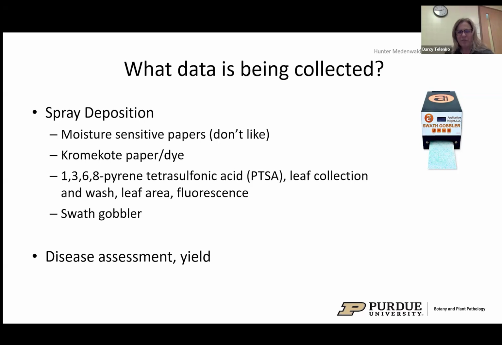And then others have also looked at PST, an acid, and collecting leaves and washing that area and quantifying the amount of product off. And I think, Kirsten, that's some of the work you've done. And then I don't do the swath gobbler because we're in canopy. And so the swath gobbler really needs to be on the ground to get it to work. But I know our weed science team has used the swath gobbler to evaluate how it looks along the whole swath as we're using our drones. And then in addition to that, we did the disease assessment and yield in some of these trials. And so that's the data I'm going to share here today to see where we are.